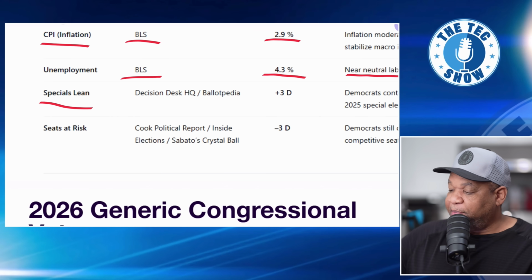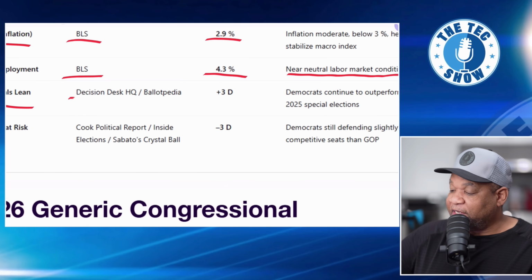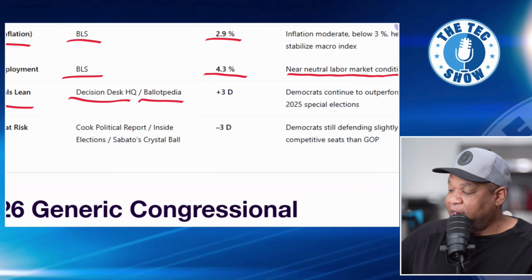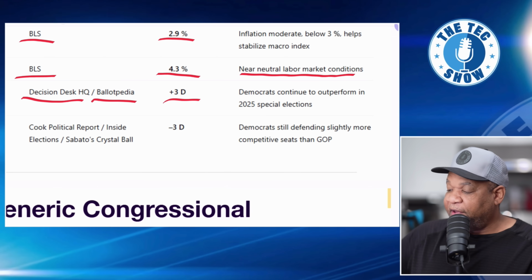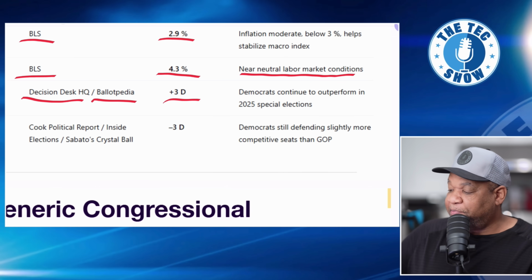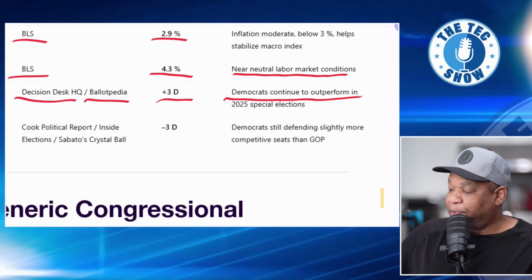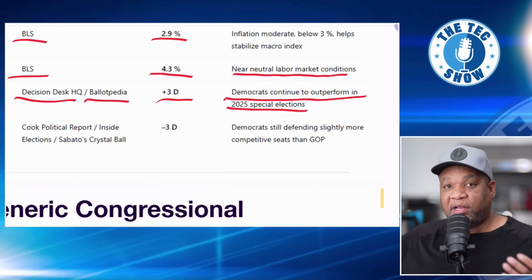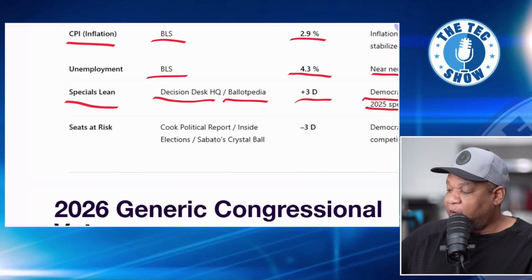Okay, now we're looking at special elections. Now, where are we getting this? Decision Desk HQ and Ballotpedia. Right now, Democrats are favored +3, and that is because Democrats are outperforming Republicans in these special elections, okay? That's the reason why it's +3.